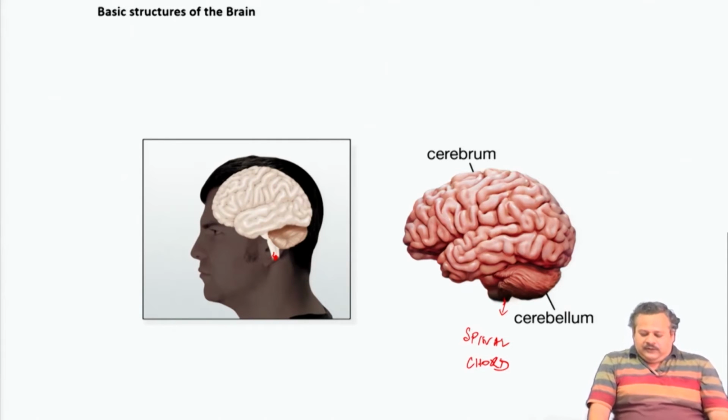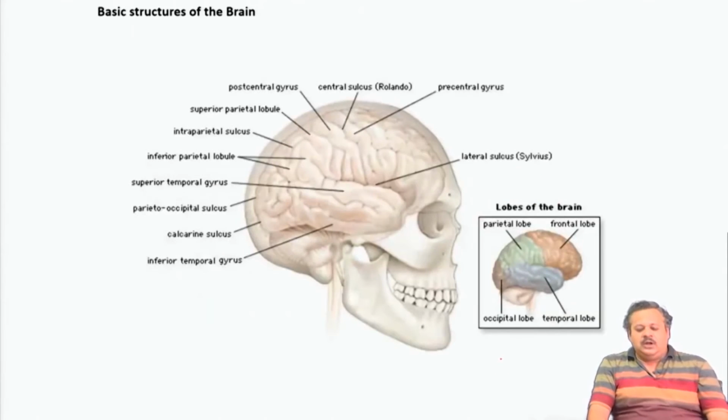Now if we look at the entire cerebral cortex or the cerebrum, you will see that there are multiple different kinds of sulci and gyri. What we mean by sulci and gyri is that the sulci are the indentations that are formed in the brain structures, and they separate different gyri, that is, the regions that contain the cortical structures in them.